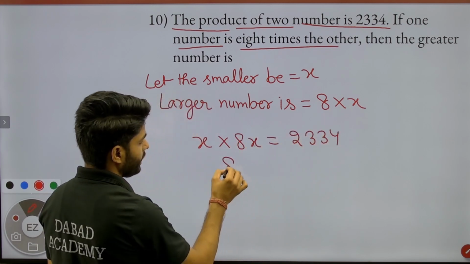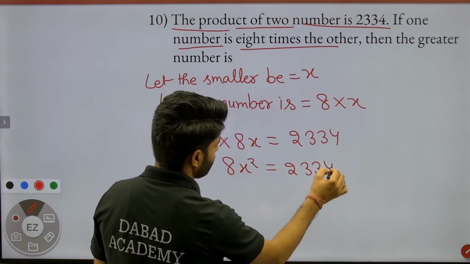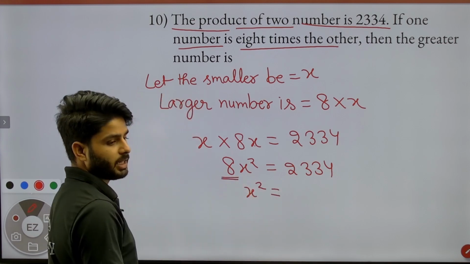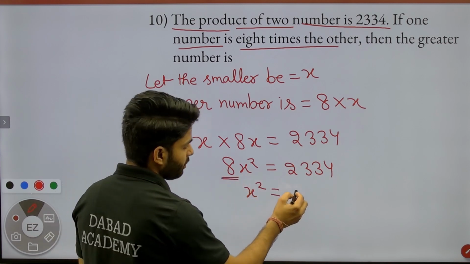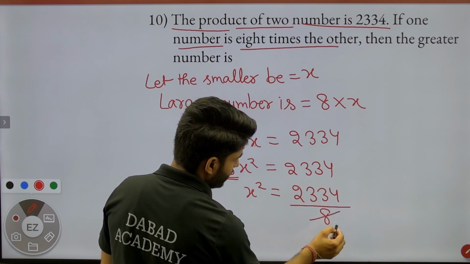x into x is 8x square equals to 2334. Here is x square equals to, if any number is multiplied on the left hand side, when we take it on the right hand side, it will be divided. So now we have to cut it. Both numbers are divisible by 2, that is 4.